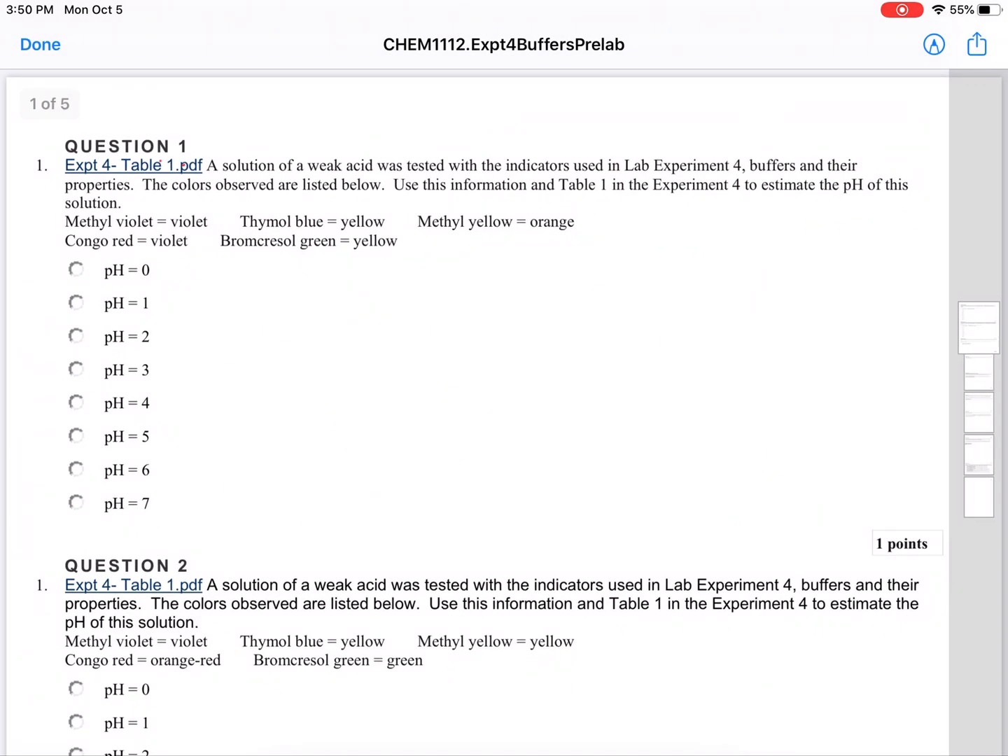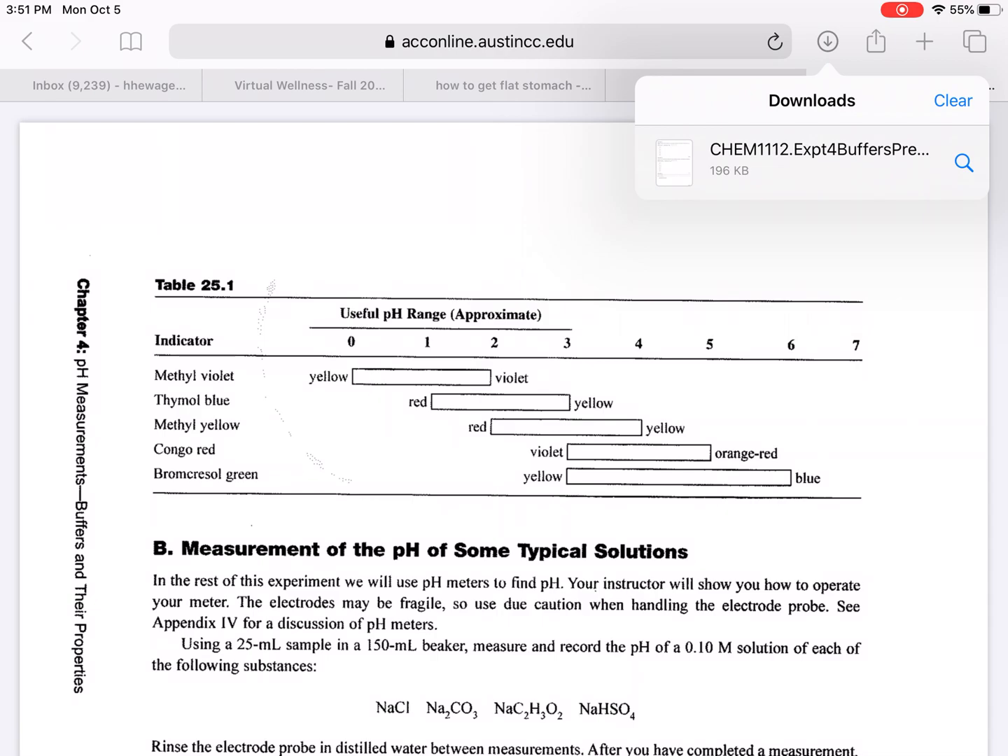And similarly, thymol blue, it's yellow in color. What do you think about the pH? If the solution gives you a yellow color with thymol blue, then the pH is going to be 3, right? With methyl violet, it's violet, so it's around 2. And with thymol blue, it's yellow, so definitely it's going to be between 2 and 3, right? Because it's yellow in color. Let's see the other ones.